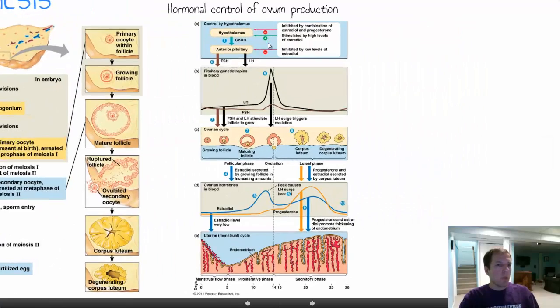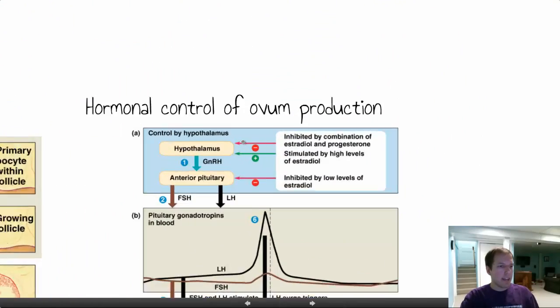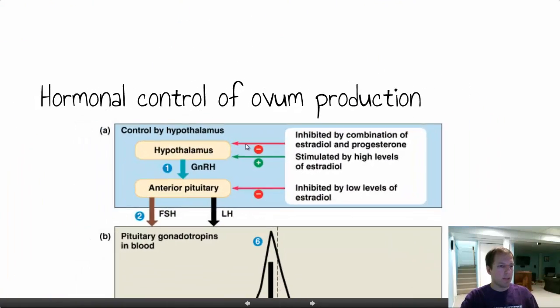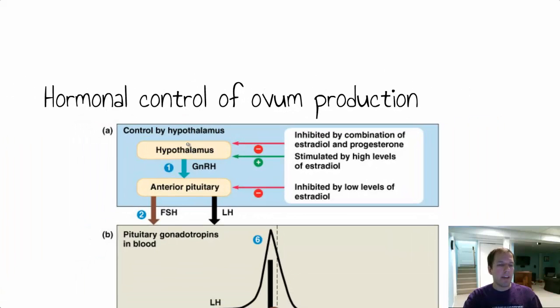So we start up here with the control by the hypothalamus. We still have the same start that we had in the male hormone chart. The hypothalamus releases gonadotropin releasing hormone, which is going to stimulate the pituitary. The pituitary is going to make a pair of hormones, FSH and LH. So far, all of that is the same as what we saw in males.